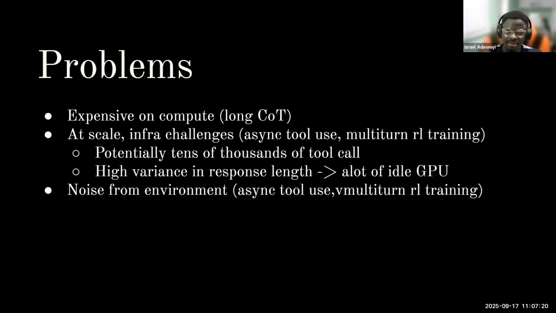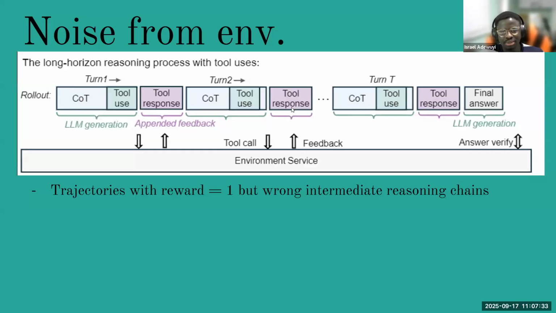There's another problem that arises with training agents, which is noise from the environment. This will be the first thing I'm going to talk about. But let's dive deeper into this. This is a snapshot of what training an agent looks like. You have the rollout, and initially the prompt, of course. Then the agent generates some chain of thought and issues a tool call. The tool call is sent to the environment, the environment sends back a response, which is appended, and you continue this until you get your final answer.